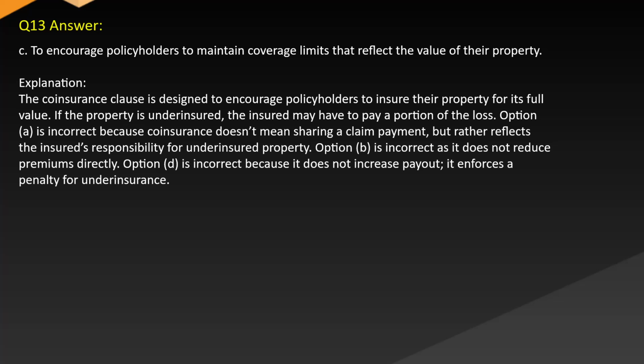Option A is incorrect because coinsurance doesn't mean sharing claim payment, but rather reflects the insured's responsibility for underinsured property. Option B is incorrect as it does not reduce premiums directly. Option D is incorrect because it does not increase payout, it enforces penalty for underinsurance.